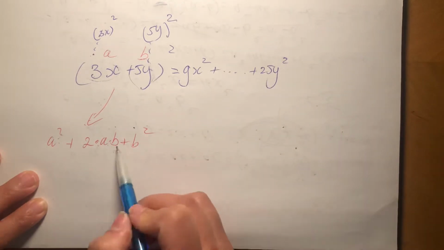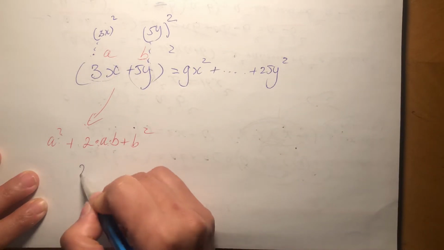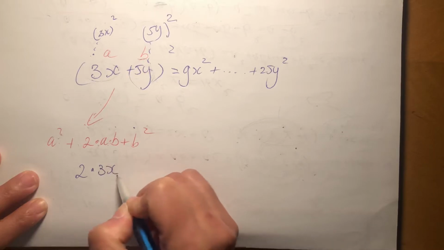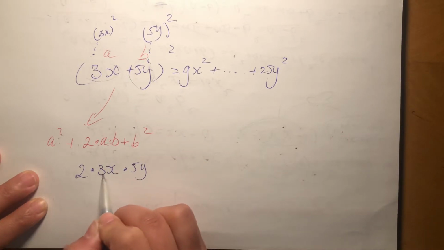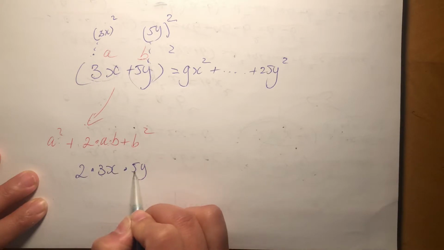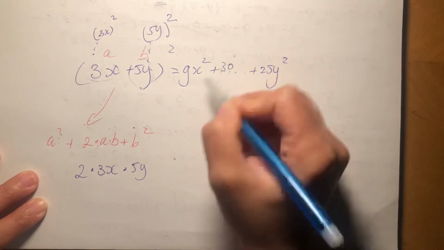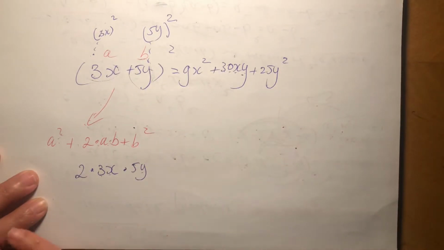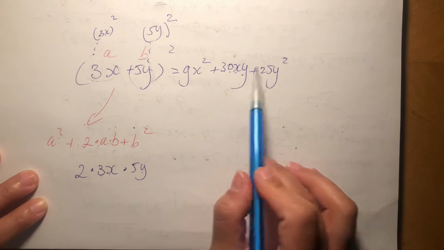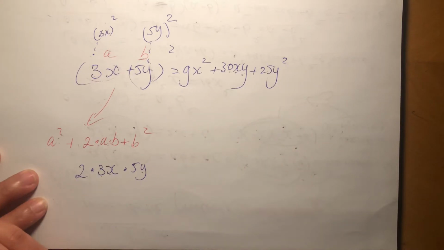In here, we get 2 times the A, which is 3x, times the B, which is 5y. 2 times 3 is 6, 6 times 5 is 30, and then xy behind it. Immediately, we did it in one step. We cannot simplify. This is the final answer.